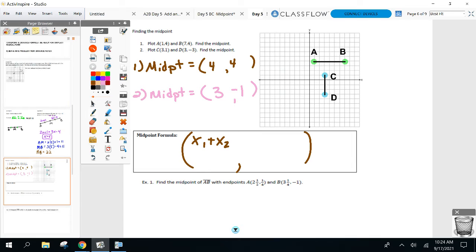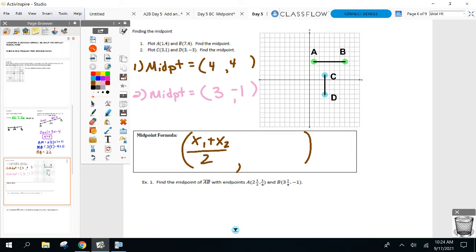So what do you think I should do to this when I add up my x's? I'm finding the full distance between the x's, but I want the halfway point, right, Scott? Cut it in half. You got it. Yep, divided by 2. Perfect.